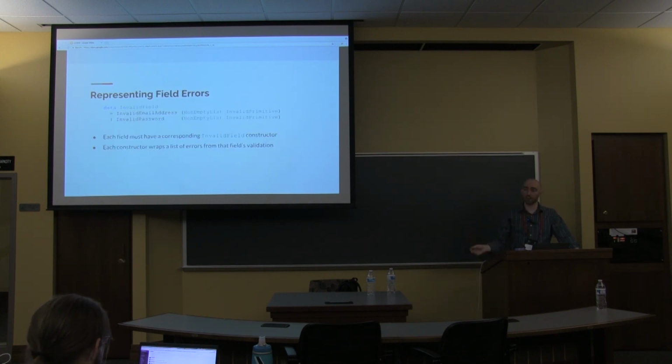For representing field errors, we're going to use another sum type, similar to how the invalid primitives were a sum type of specific errors. Invalid field errors are going to be a set of errors that correspond to a list of the potential invalid primitives that we could have run into. So they're the same underlying type, but the errors are going to be different based on what you actually validate under the hood for an email address or a password.